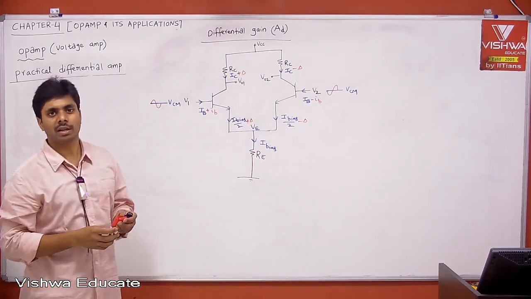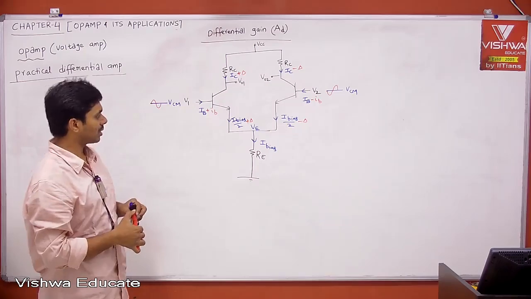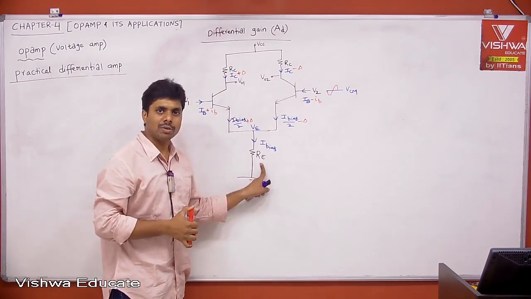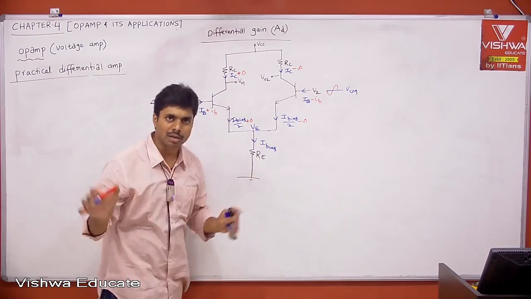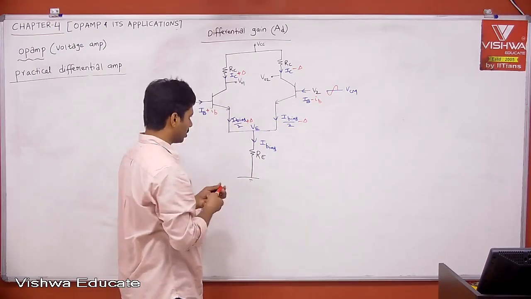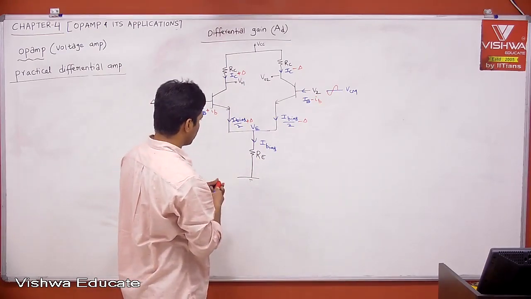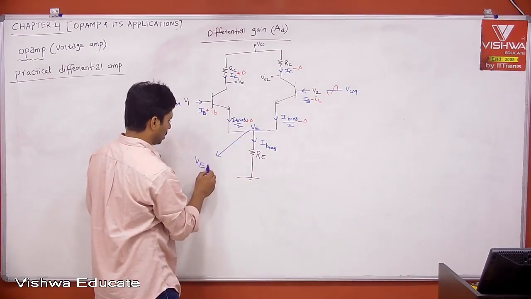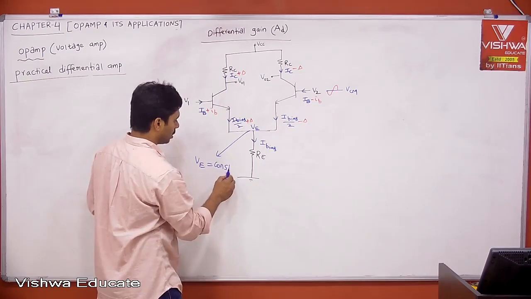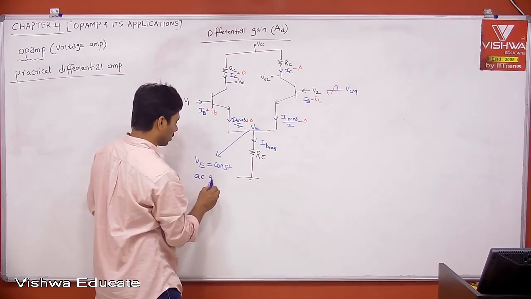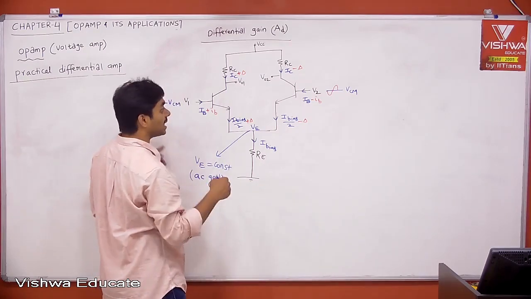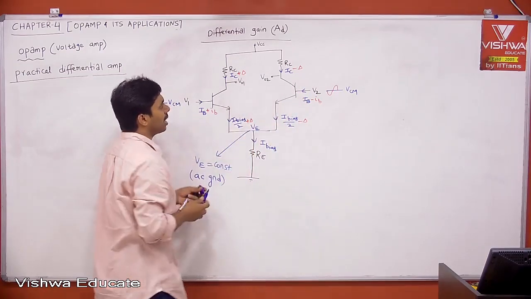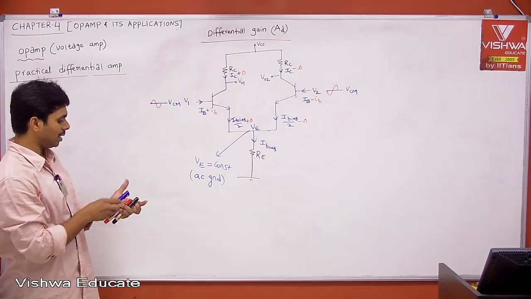Same, doesn't matter. Remember, in the case of the differential amplifier, whether it is a practical current source, an ideal current source, or a resistor, it doesn't matter. Why? VE is constant. If VE is constant, this is what is called AC ground. If this is constant during AC analysis, for the AC signals this is ground. Ground means again two common emitter amplifiers. Then the differential gain AD.